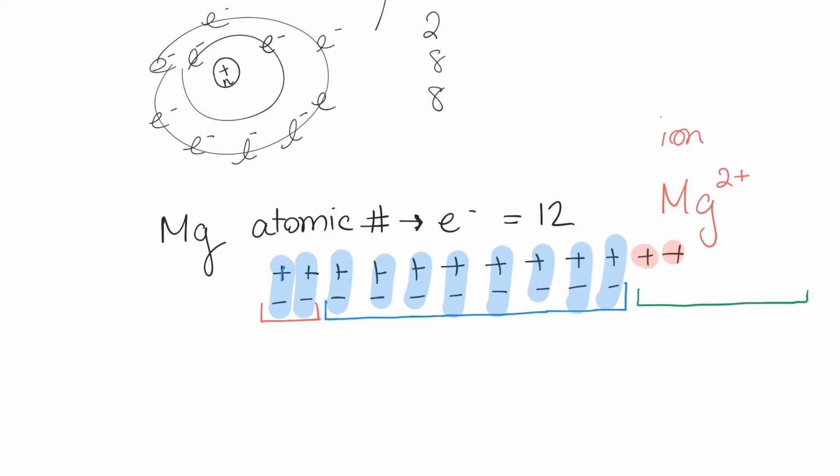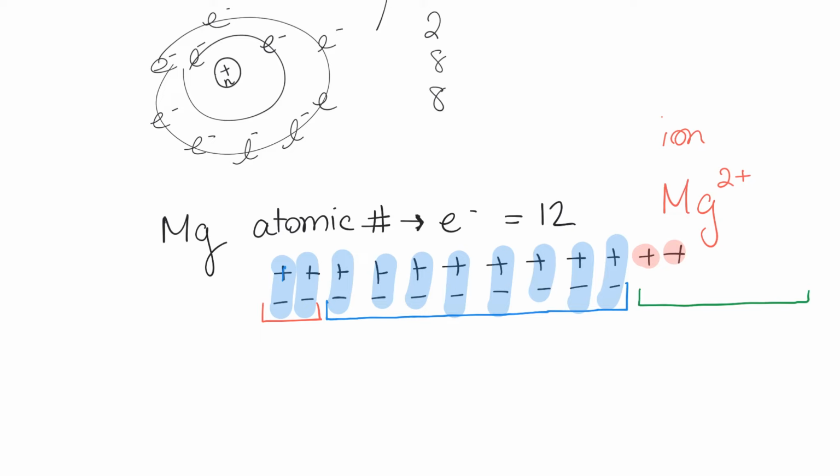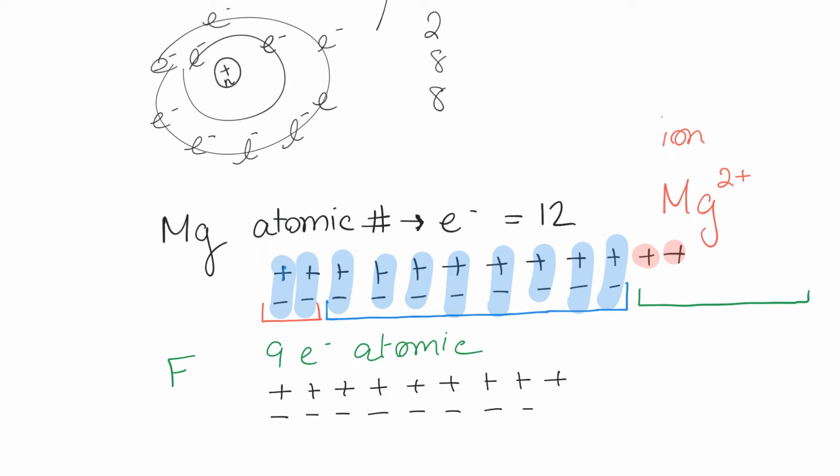Now, similarly, we can look at the other side of the periodic table, and let's say we look at chlorine. Chlorine's atomic number is 17. Oh, let's pick fluorine. That sounds easier. It's got less to draw. All right, fluorine's atomic number is 9. So it's got a total of 9 electrons because that's its atomic number. It also has 9 protons. So if we draw that out, we have 1, 2, 3, 4, 5, 6, 7, 8, 9 protons, and then 9 electrons: 1, 2, 3, 4, 5, 6, 7, 8, 9.